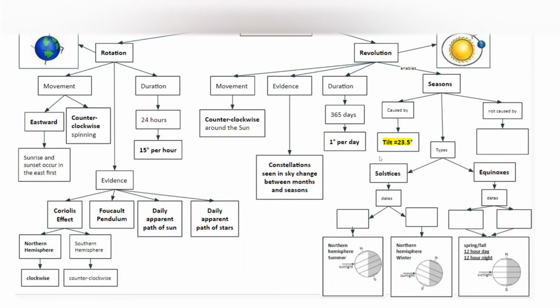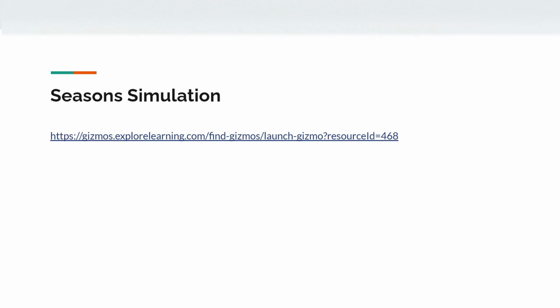So go and write this down in your note packet. Seasons are mainly caused by the tilt of the Earth, which is 23.5 degrees. You should memorize this. If you would like, you can also write in the corner that it's also caused by the Earth's revolution. Or you can also write this in your note packet.